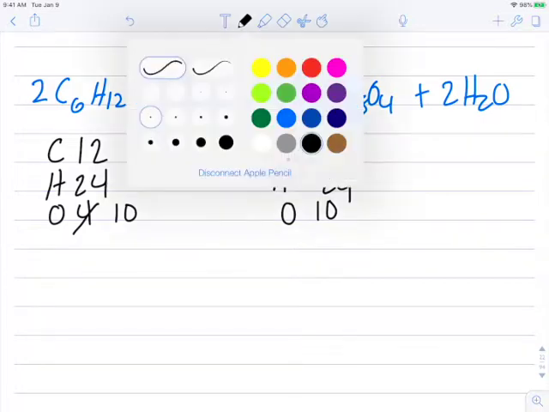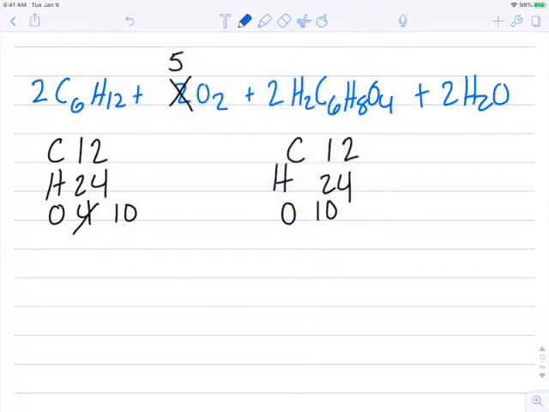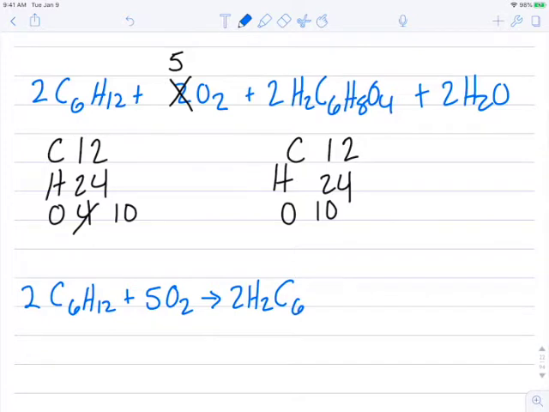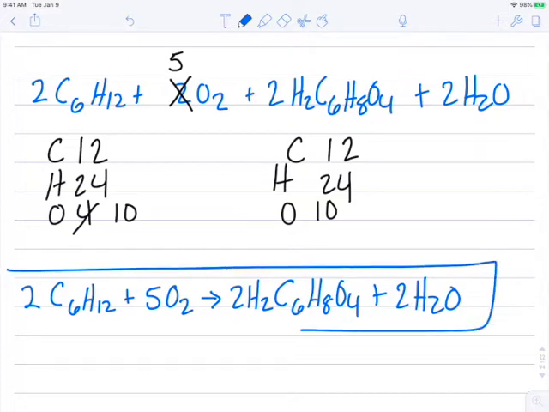All right, so just to make it neater, I'm going to go ahead and just copy everything down one more time. So 2 of our cyclohexane, 5 of our O2, going on to 2 of the adipic acid, plus 2 H2O, and this is our final equation right here. Any questions on how we got this one? All right.